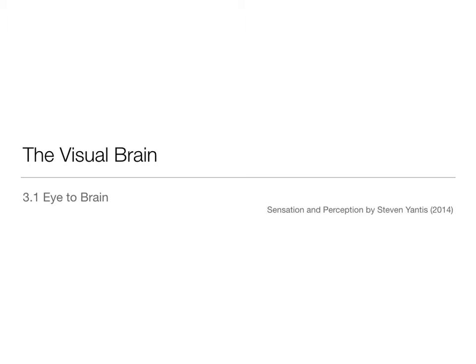Kristen Atchison here, and this is our first lecture for Chapter 3, the visual brain. We're going to be talking about the process of getting the information out of the eye and into the brain.